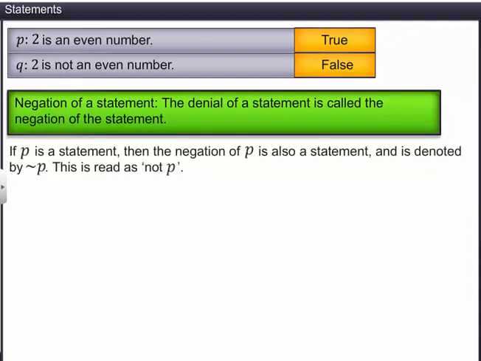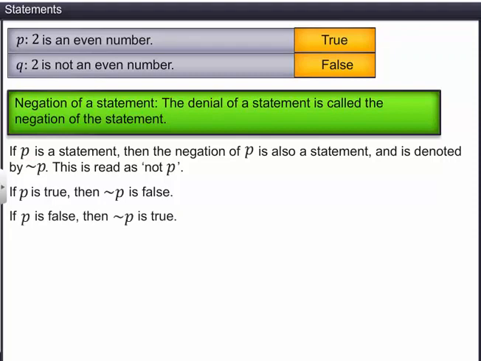If P is a statement, then the negation of P is also a statement, and is denoted by a tilde symbol followed by the statement name. This is read as not P. If the truth value of P is true, then the truth value of not P is false, and vice versa.